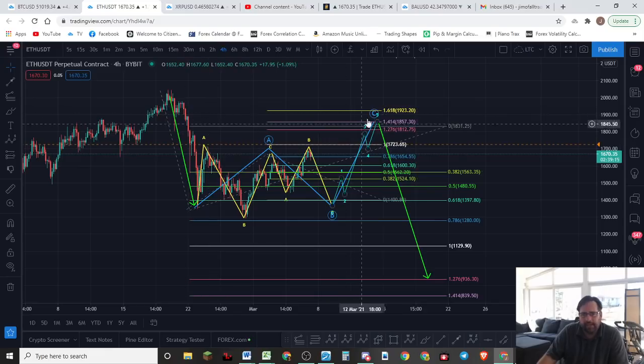All right. With that said, looking for this 3-wave move to finish. So here's the trade plan. Take a screenshot of that. Let's see if it plays out.